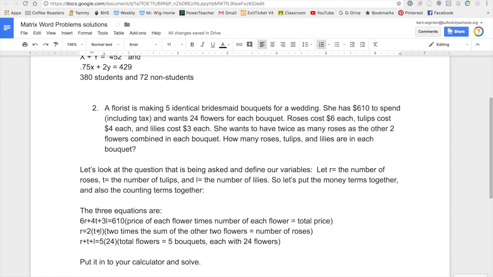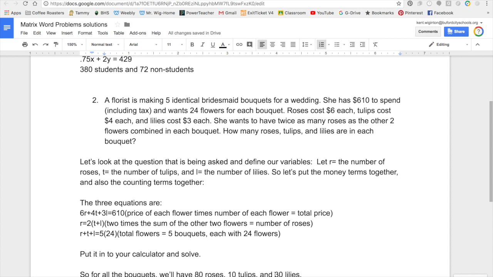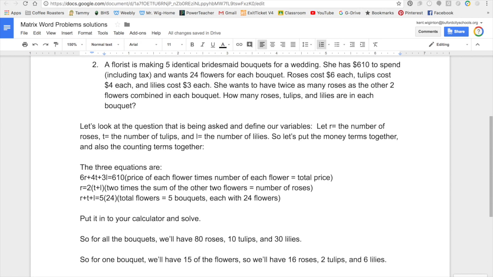You're going to solve for them, and remember R is the number of roses, T tulips, and L lilies in general. Notice you're going to get 80, 10, and 30. And that's not the answer to the question. How many in each bouquet? So you're going to take each one of these values and divide by 5. You'll have 15 of the flowers. And so you have 16 roses, 2 tulips, and 6 lilies. Because you have to divide all that by 5 to get to the final result.